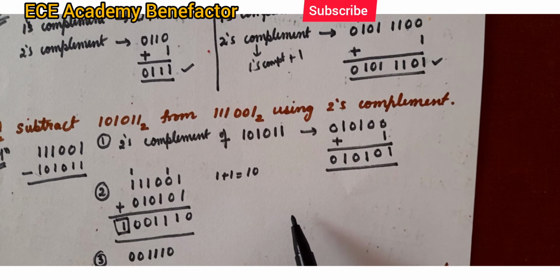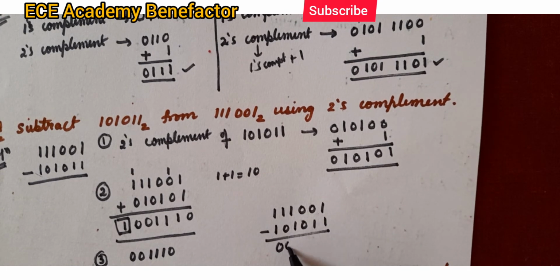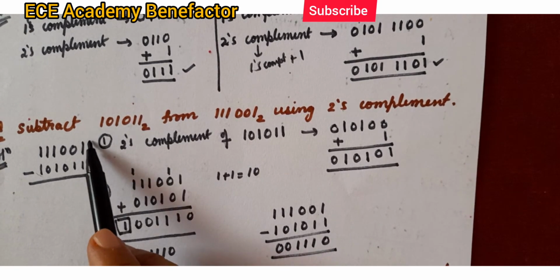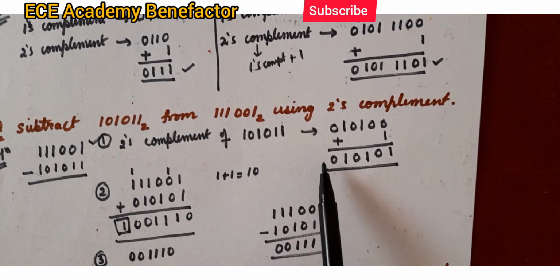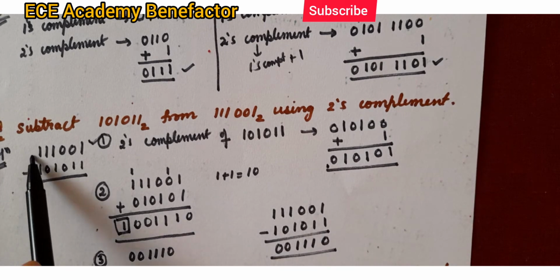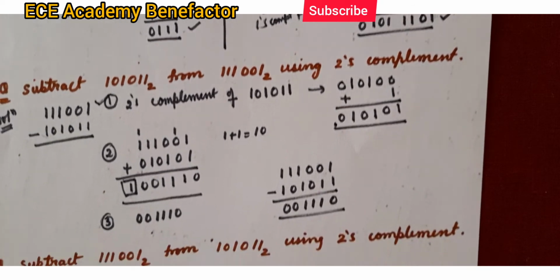So what is the solution for it? When you are subtracting 111001 minus 101011, what is the answer you are getting? 001110. So there are 3 steps. First is to find the 2's complement of the subtrahend. After getting the 2's complement, add it to the minuend. If a carry is generated, neglect the carry and write the final result.